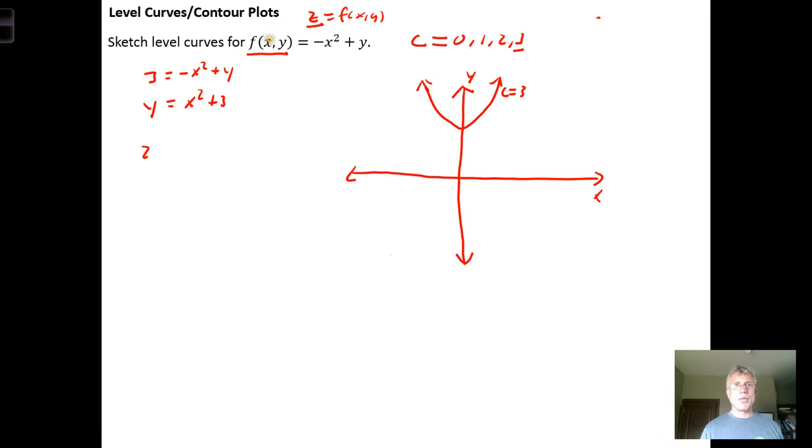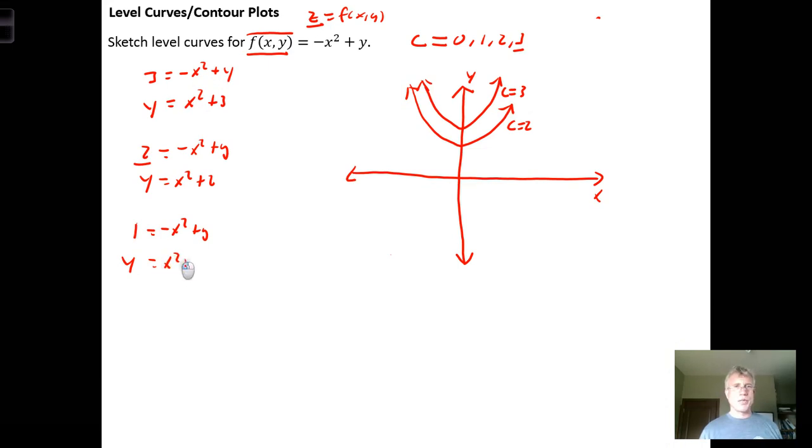So I would replace f of xy with 2, and I would go 2 equals negative x squared plus y. Solve it for y, get y equals x squared plus 2, and graph that parabola. That's a parabola shifted up 2 units in the xy plane. It's going to be a horrible looking graph, which is why I usually use the computer algebra system to do this. So you label it with the value that you substituted in for the function, c equals 2. And then we do 1 equals minus x squared plus y. Solve it for y, we get y equals x squared plus 1, and that's just a parabola shifted up 1 unit. So that's for c equal to 1.